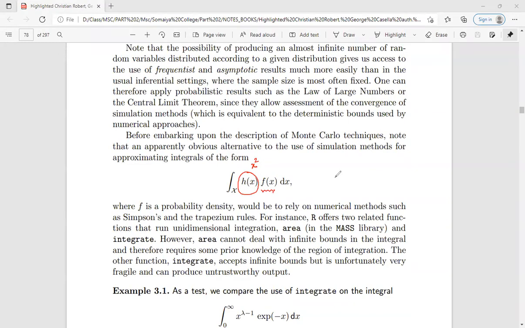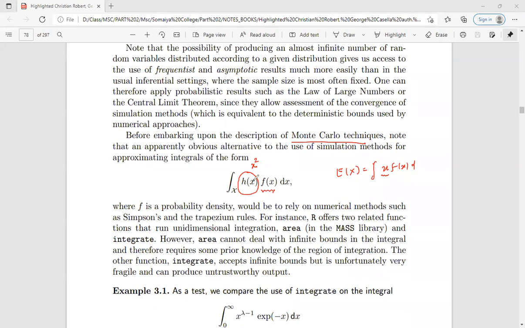This is something like the expected value of x, which is the same as the integral of x times f of x dx. If you consider x as the function h of x, then one can use the concepts of Monte Carlo techniques. But when are you going to use this? When this particular function h of x is a complicated function. So how does this basically work?